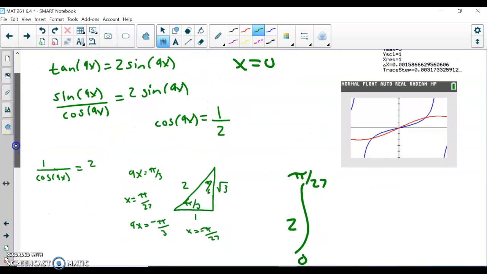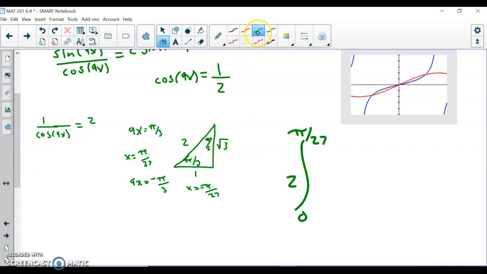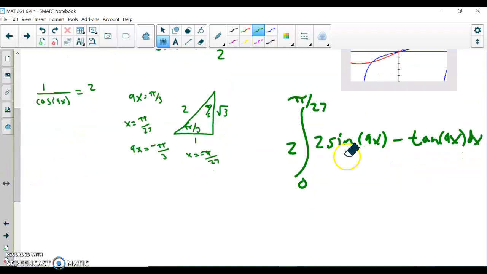So the function that's on top then is the 2 sine 9x. And the function below is the tangent function, tangent 9x, dx. All right, so this is what we have to integrate.